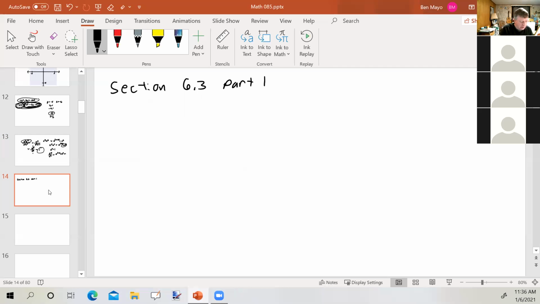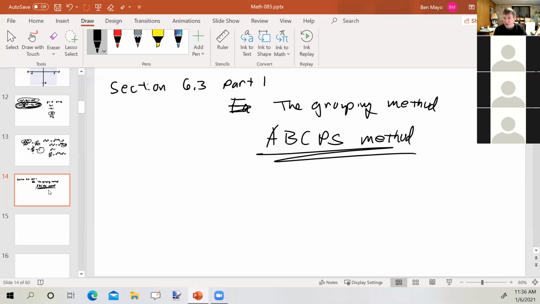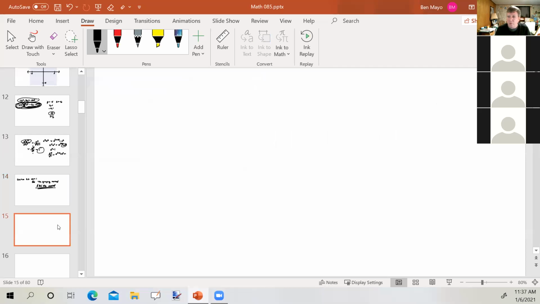The first method that we're going to look at typically is called the grouping method. I call it the ABCPS method, and I will explain that thoroughly as we go, but it's the same method, and your textbook has both methods that we're going to cover discussed. Anyway, we're going to look at the grouping method. Now, when do we use this?